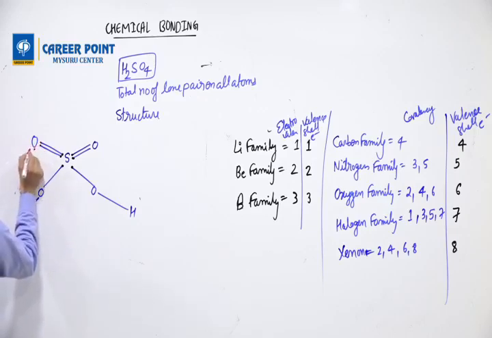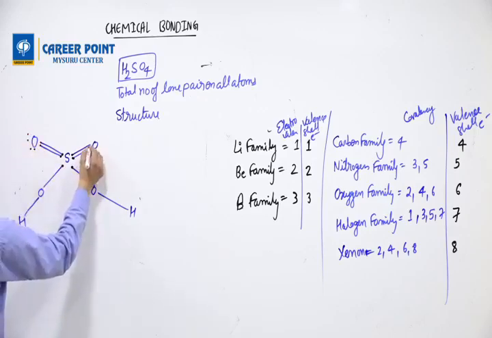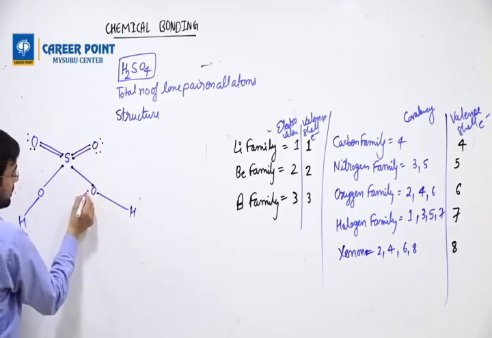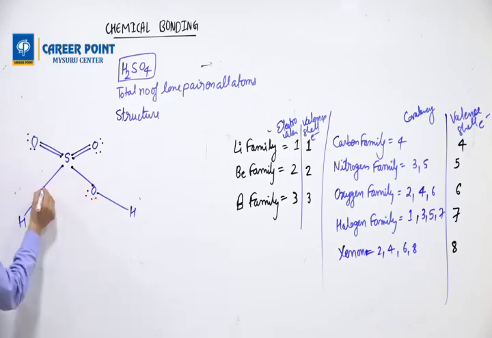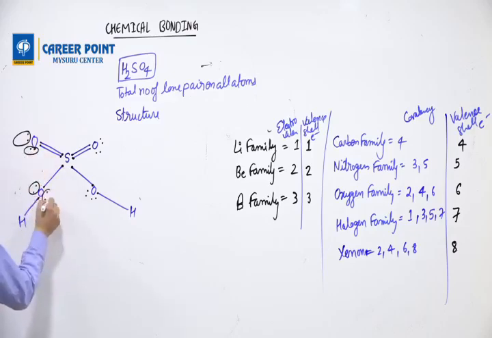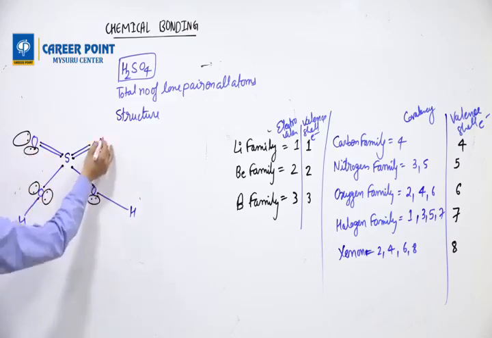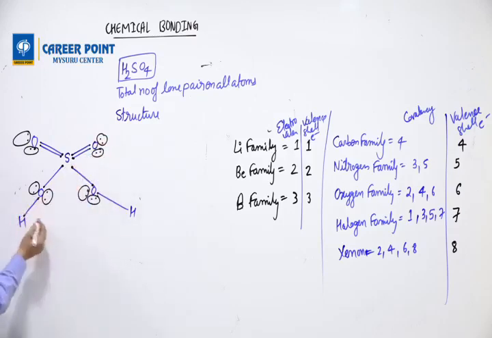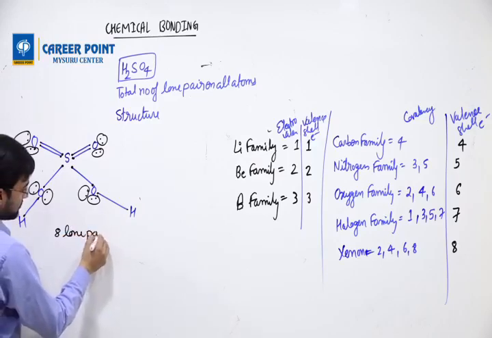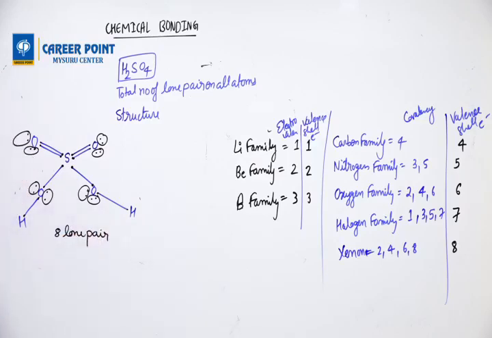Each oxygen has 6 valence electrons: 1, 2, 3, 4, 5, 6. Then I'm going to club them. 1, 2, 3, 4, 5, 6, 7, 8. Hydrogen has 1, hydrogen 1. So it has got total 8 lone pair. Copy all this now fast.